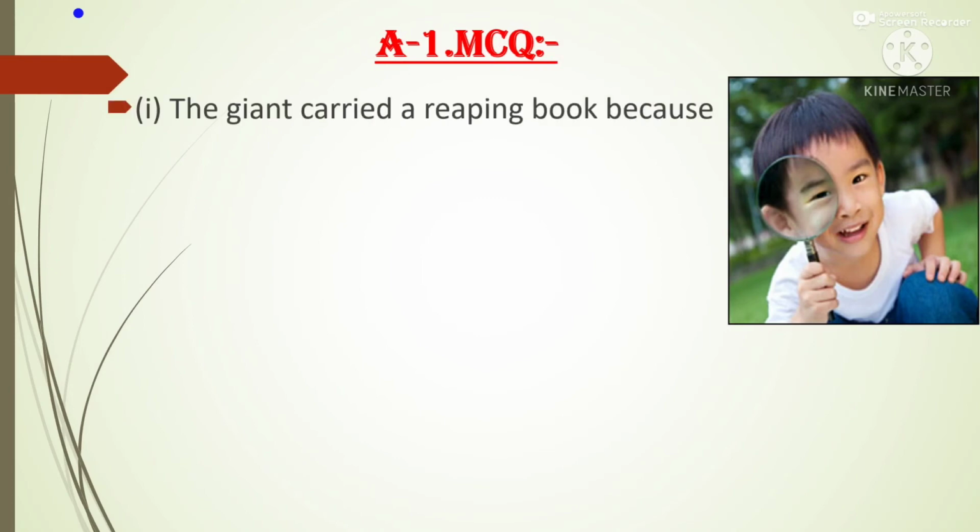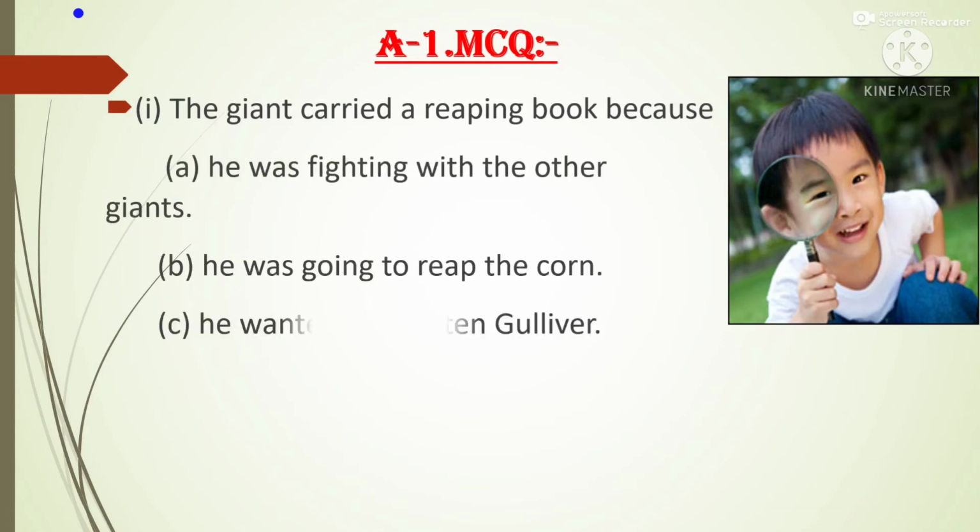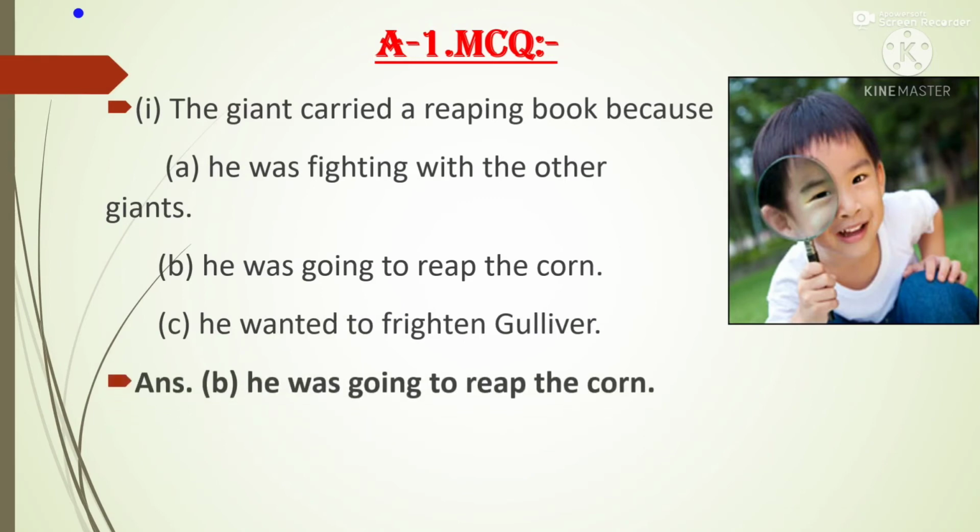Okay, students, now we will discuss some multiple choice questions. I think you can answer. First one, the giant carried a reaping hook because he was fighting with the other giants, he was going to reap the corn, or he wanted to frighten Gulliver. The correct option is he was going to reap the corn.